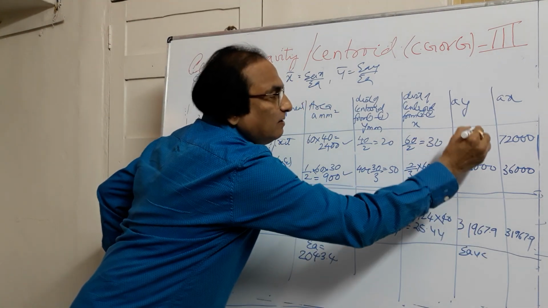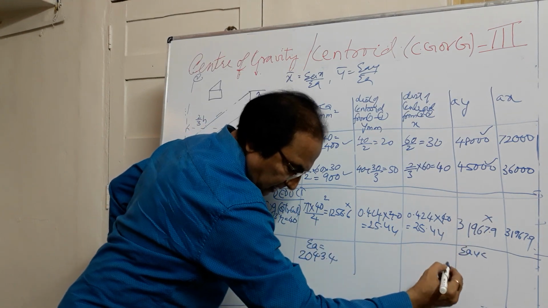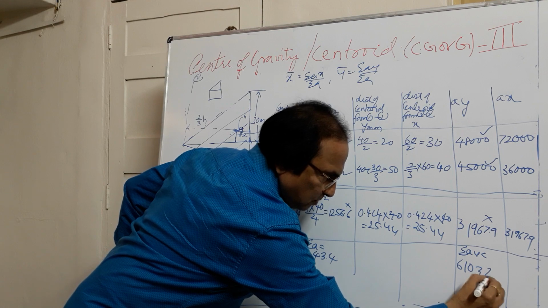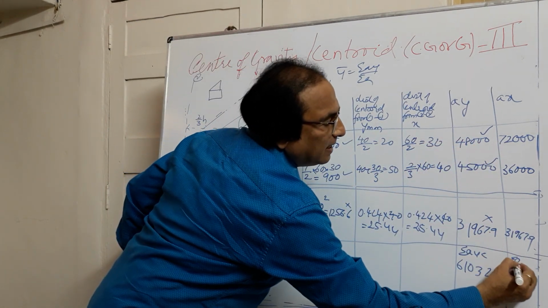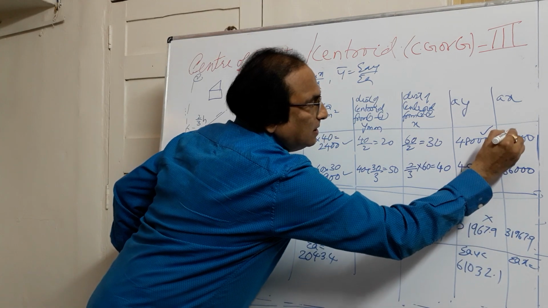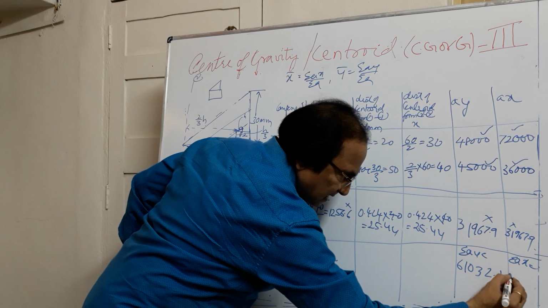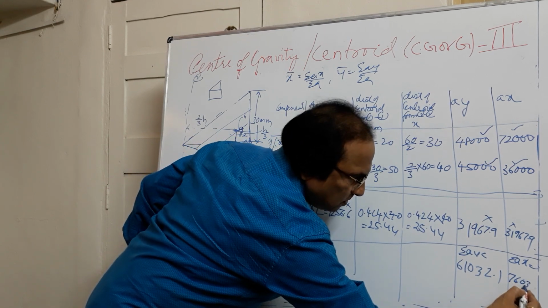Likewise, I want sigma AY. So sigma AY will be this plus this minus this. So if you get this, you get 61032.1. Similarly, if I want sigma AX, it will be equal to this plus this minus this. So this value you get it as 76032.1.